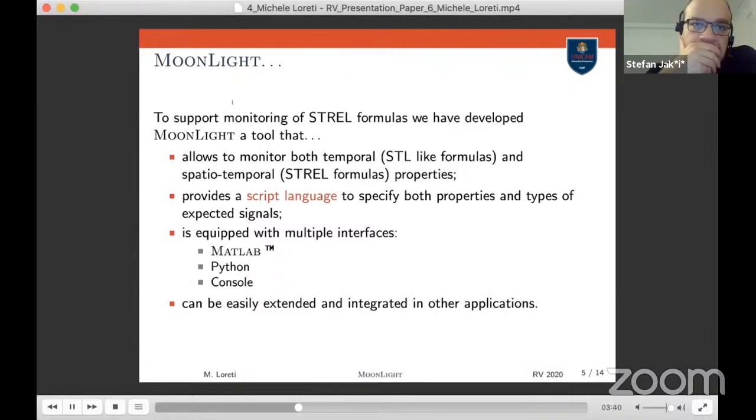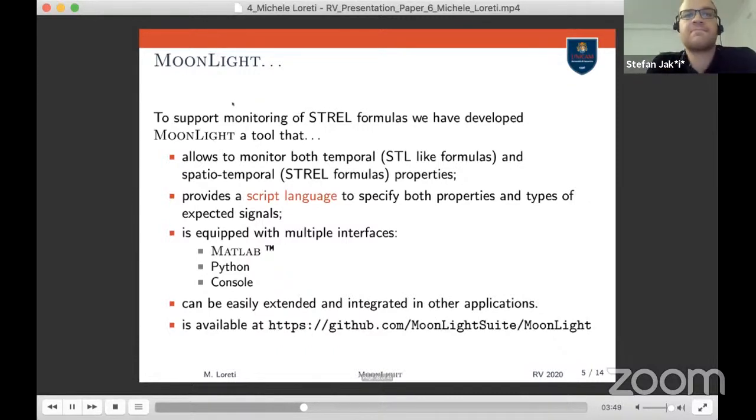The tool is developed in Java and can be easily extended and integrated in other applications. Finally, Moonlight is available at the following link to a GitHub repository.